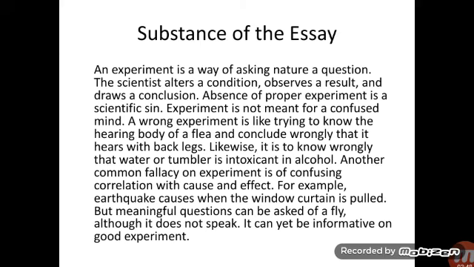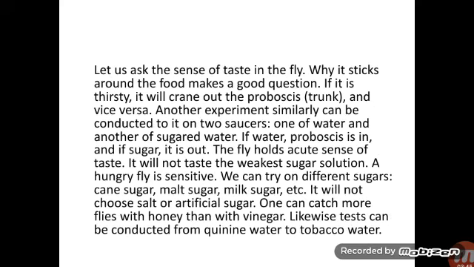Experiment is not meant for a confused mind. A wrong experiment is like trying to know the hearing body of a flea and concluding wrongly that it hears with its back legs. Likewise, it is to know wrongly that water in a tumbler is an intoxicant because of alcohol. Another common fallacy in experiment is confusing correlation with cause and effect. For example, an earthquake is thought to be caused when the window curtain is pulled, but a meaningful question can be asked of a fly according to different interpretation, although it does not speak. It cannot yet be informative without a good experiment.